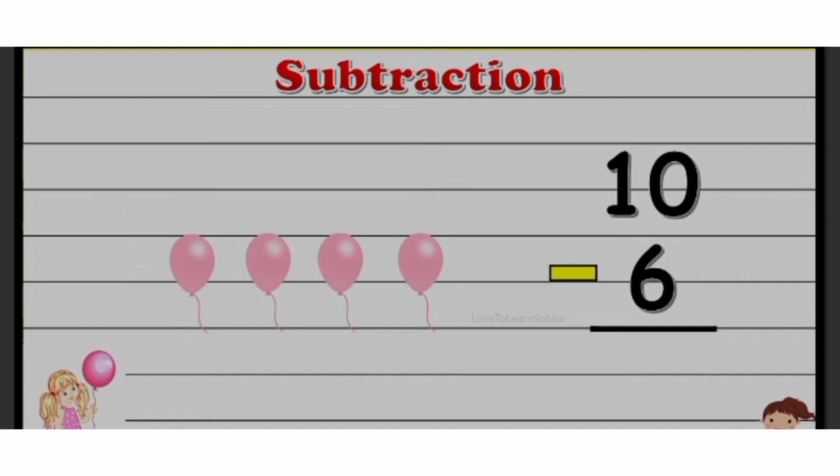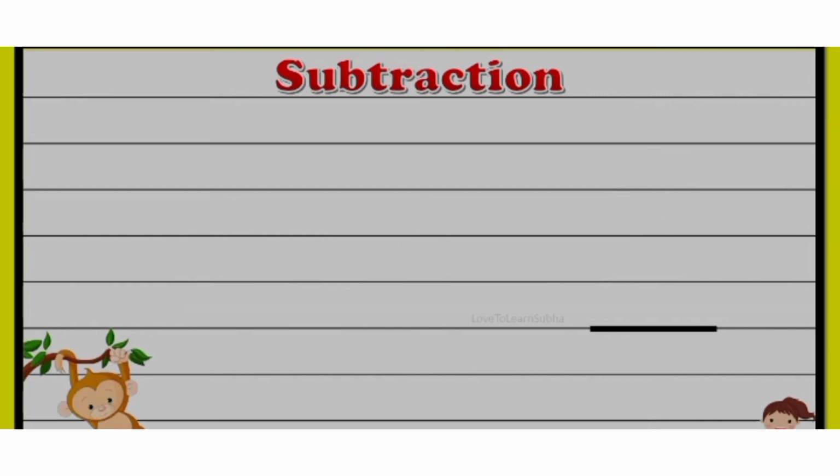And the remaining is, how many balloons are remaining? 1, 2, 3, 4. We have 4 balloons. So the balance is 4. Let's see one more example.